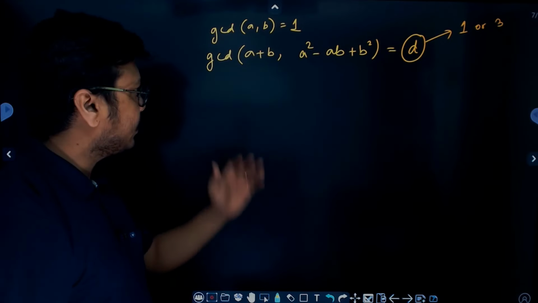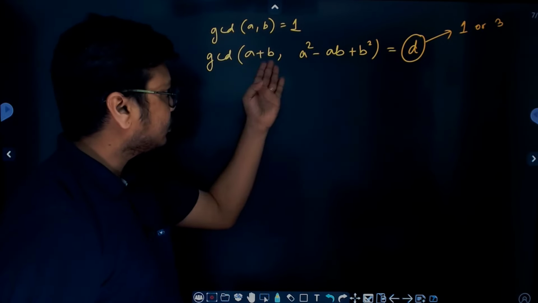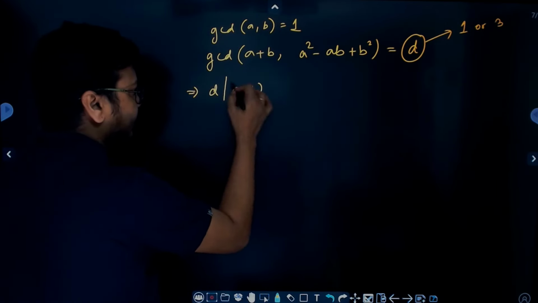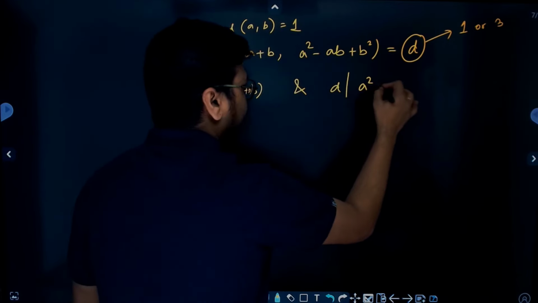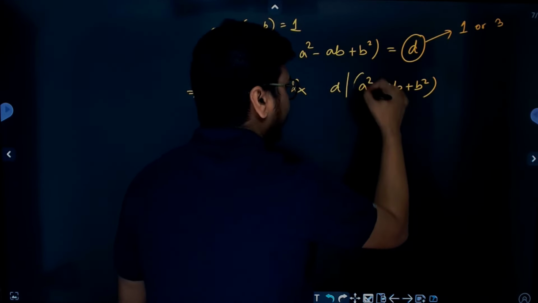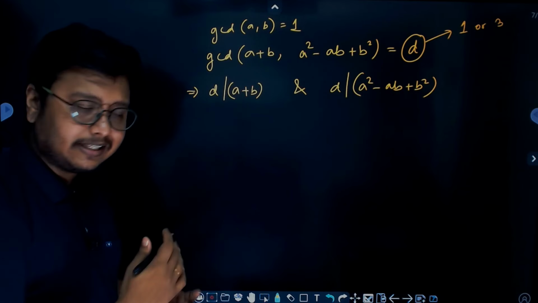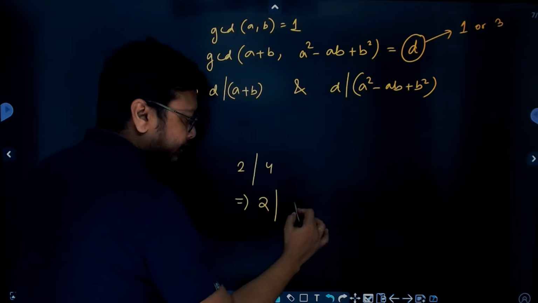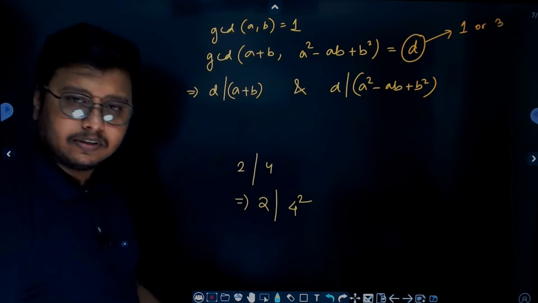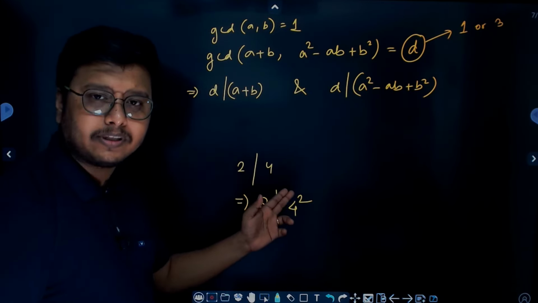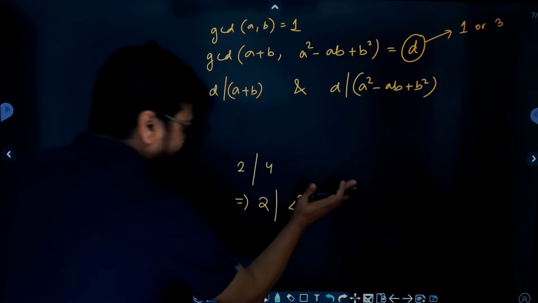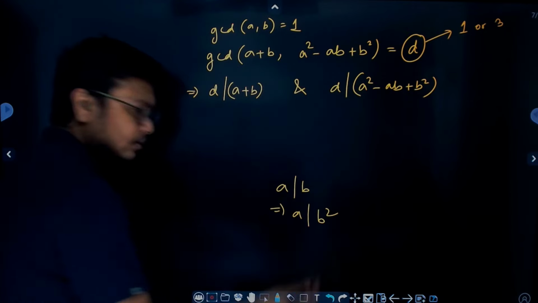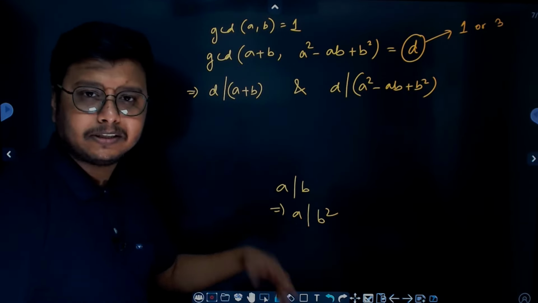Now as per the GCD property, if GCD of two things is d, then d divides the first one, d divides the second one, right? So I can say that d divides a plus b and d divides a square minus ab plus b square. Now again, this is a common logic. Let's take an example to understand. If 2 divides 4, then isn't it obvious that 2 divides the square of 4? That's quite obvious. If 2 is dividing 4, that's dividing the square of that number as well. So if a divides b, then it's obvious that a divides the square of that number, because that same number is present twice now.